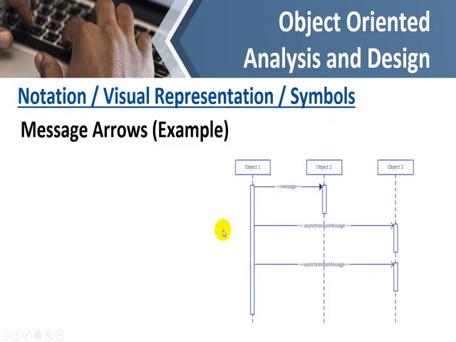Now I can show you over here in this example. Object 1 is sending a synchronous message. That means it requires some answer. It requires some processing over here, right? And when it is done, then it can send to some other, right?